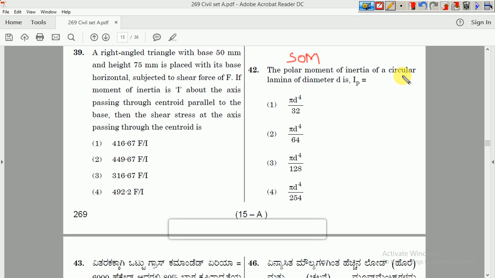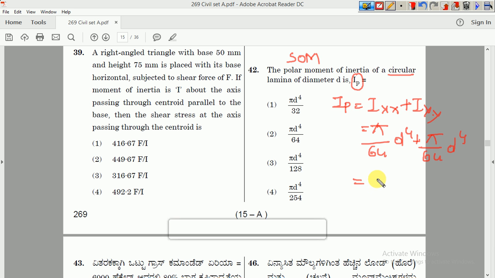They are asking us to find Ip, that is, the polar moment of inertia for a circular section. What is the polar moment of inertia? It is equal to Ixx plus Iyy. What is the Ixx for a circular section? Pi by 64 d power 4, plus pi by 64 d power 4. Okay, Ixx is this, Iyy is this. If I add these two things, it comes to pi d power 4 divided by 32. The answer is pi d power 4 by 32.